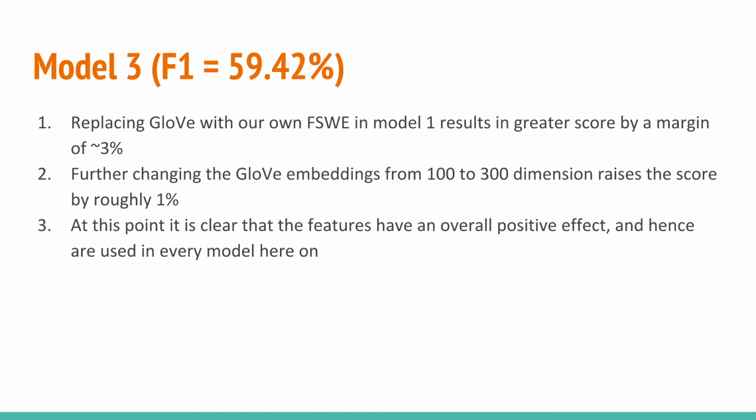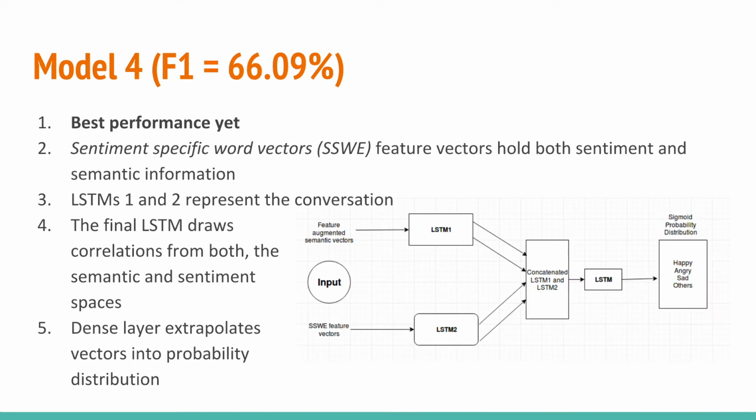When we replaced glove vectors with our own FSWE in model 1, we found an increase in the score by 3%. Further changing glove embeddings from 100 dimensions to 300 dimensions raises it by a further 1%. So as I've noted on the slide, we're going to be using FSWE everywhere from now onwards, since it does seem to have an overall positive effect.